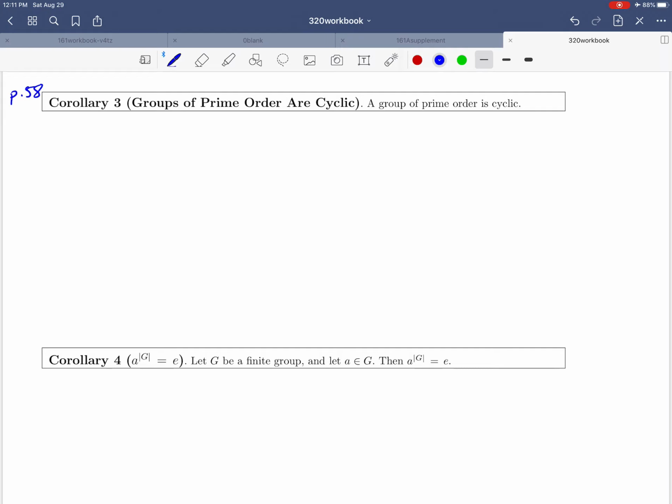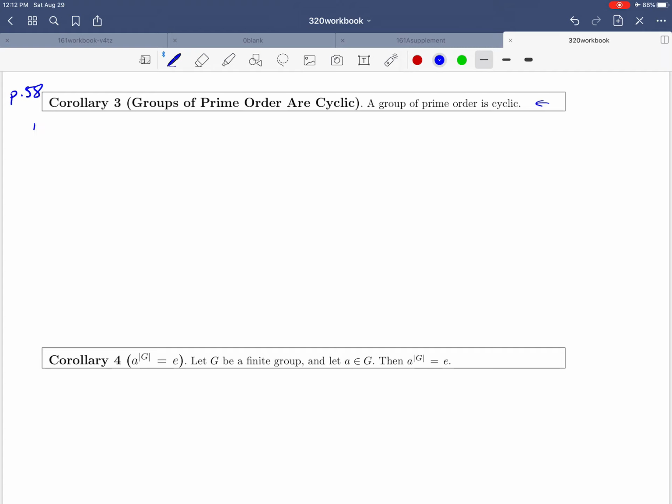Okay, let's take a minute just to read this. This is a very short, simple statement that they're making. It tells us that a group of prime order is cyclic. So this is, when you think about it, kind of a remarkable fact. It's saying that if you have a group and you know that the number of elements in the group is a prime number, then there's only one kind of group that it can be, and that's a cyclic group. There aren't any other possibilities.